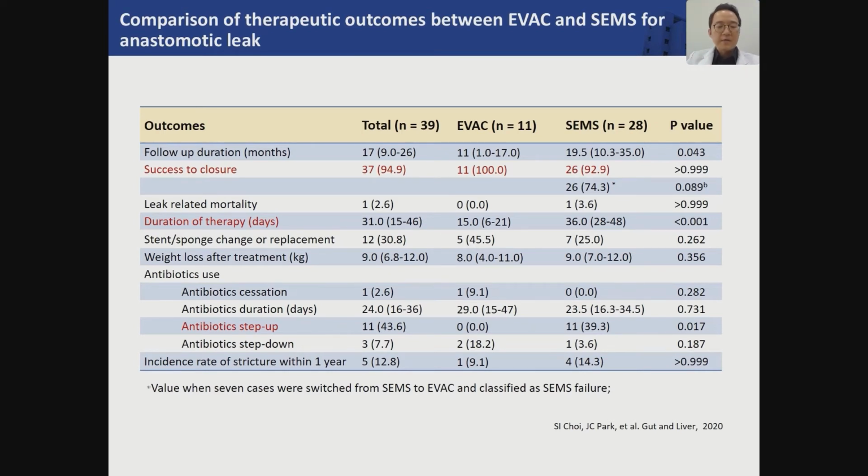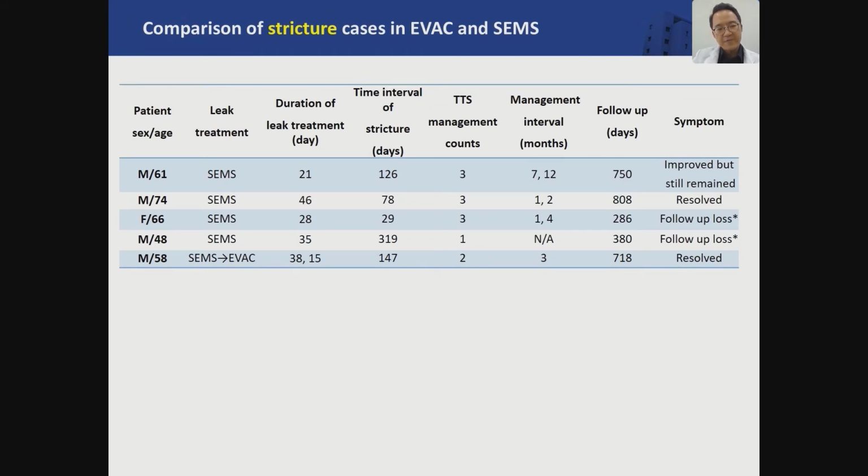An interesting factor is antibiotic setup. After inserting the evac, there were no cases needing antibiotics. But even with the stent inserted, there was some sustained inflammation or infection. That's why about 40% needed antibiotics. We had 5 cases of stricture, and 4 of them were stent cases, and 1 was a conversion from stent to evac.